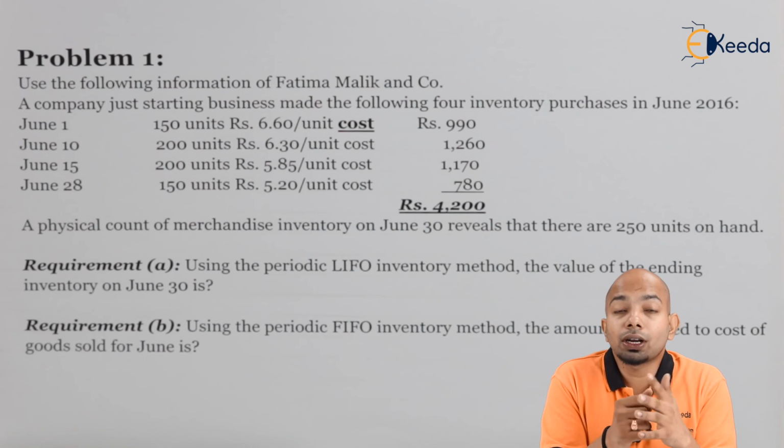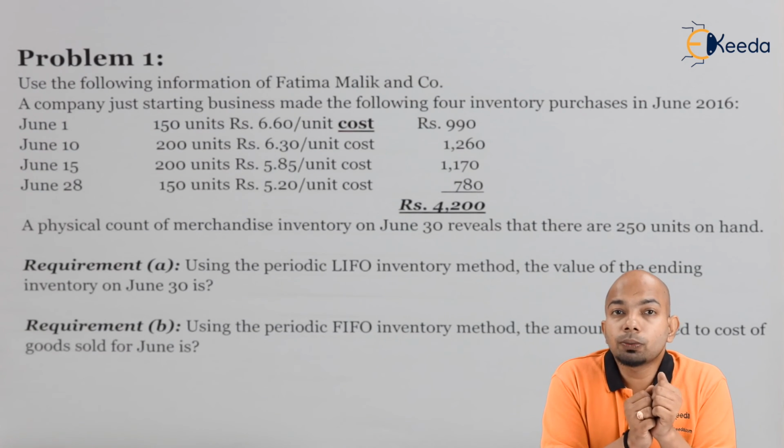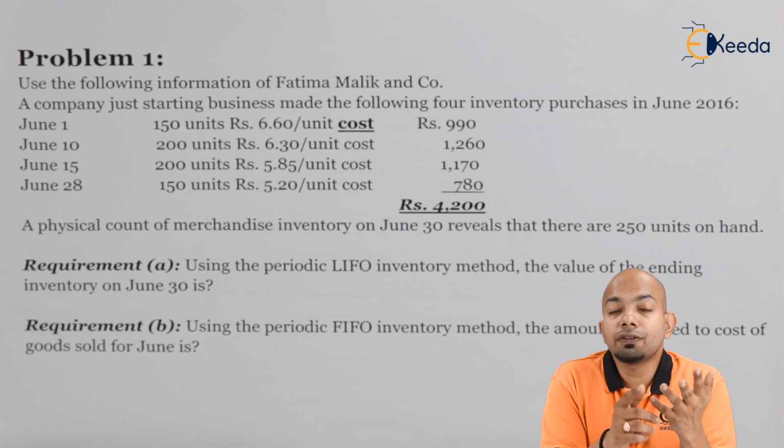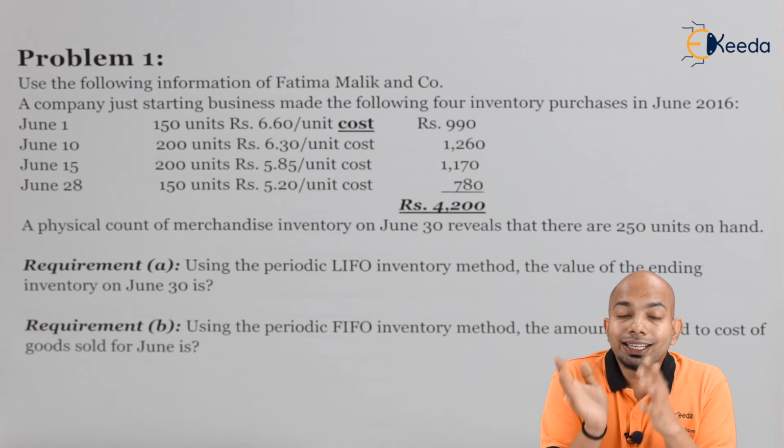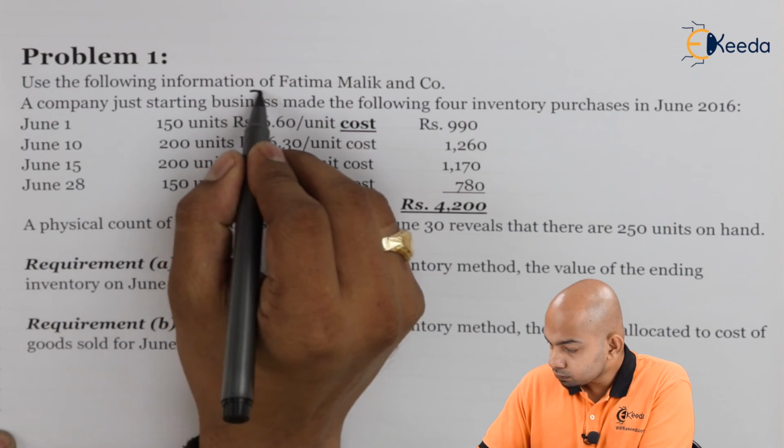The specific identification and the simple average method are the rarest ones, so we won't be focusing more on those, although we'll be solving certain problems related to them. But the majority of our problems will be related to FIFO, LIFO and weighted average cost itself. So let's start with one of the illustrations that has been mentioned here.